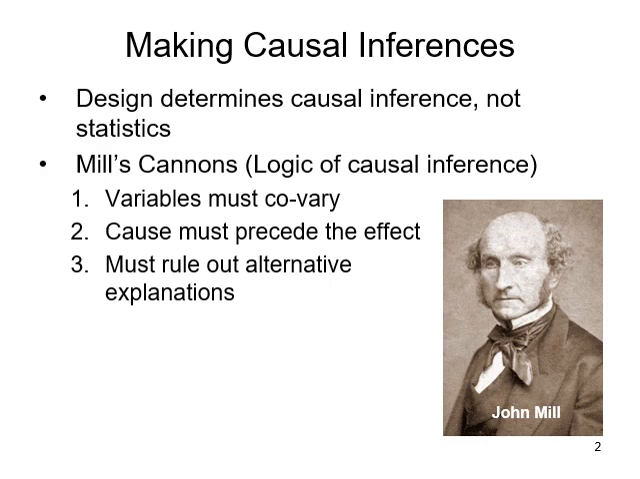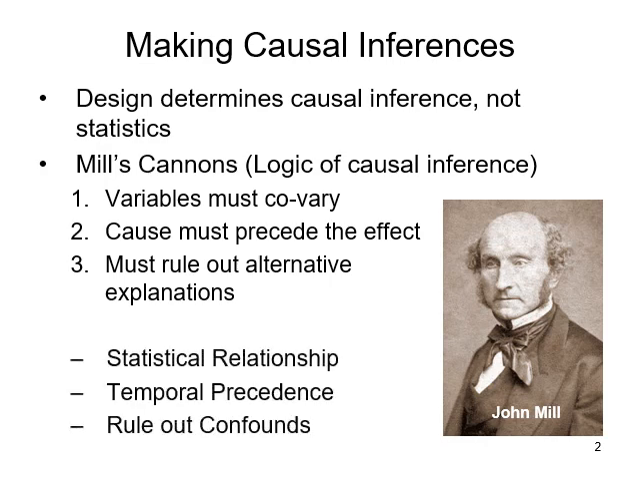So let's move on and take a look at some of the other things we want to consider when we're looking at statistical analysis. So again, another way to look at Mills' canons is there has to be a statistical relationship, there has to be temporal precedence, and we have to rule out any confounds.